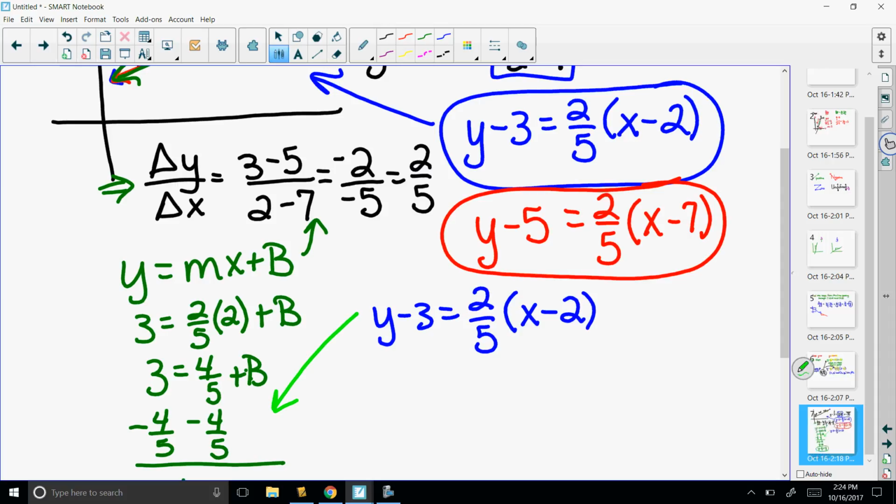There's 3 different answers I've given you so far that are correct. I take this. How could I rearrange that? Yes, you distribute. So I'm going to distribute, which says, can you see that green back there? Y minus 3 is equal to 2/5 x. And if I distribute, what is 2/5 times 2? Negative 4/5.